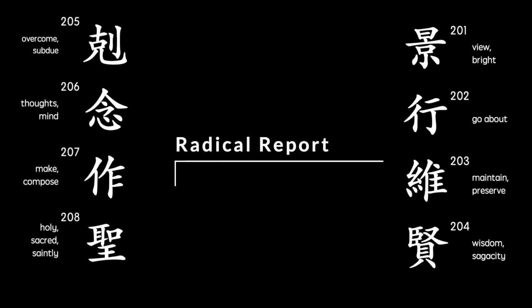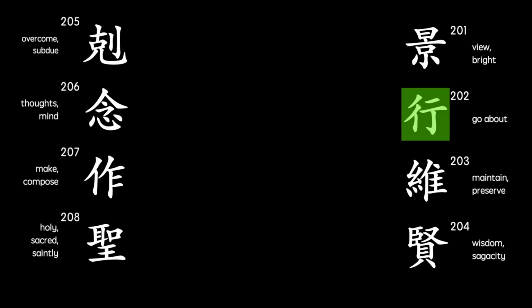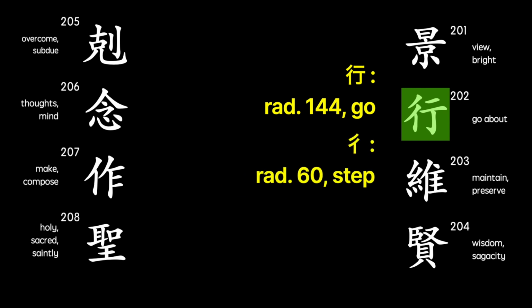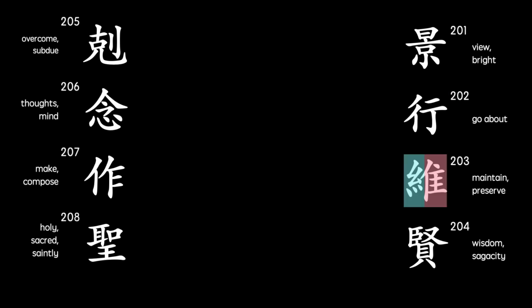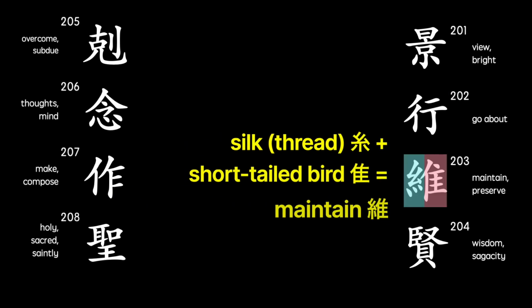Let's look at a few radicals or components. First, character 202 is the standalone form of the radical for go, but in simplified Chinese, this character is indexed under radical number 60 of the Kangxi Dictionary. Next, character 203 has the radical for thread on the left and short-tailed bird on the right. I imagine a bird held together with thread to get the meaning of maintain or preserve.